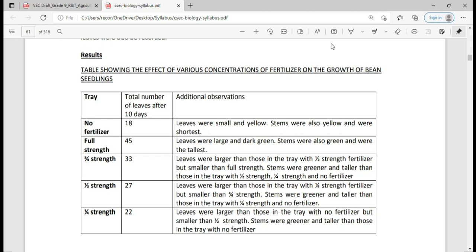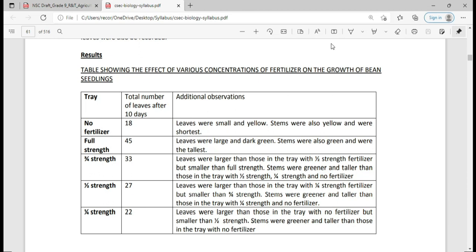The expected result here in the implementation, we don't have expected result. Instead, we have result. So what is it that we observe from the experiment that was carried out? I want you to observe here that your table has a title, header rows, and header column, all well stated. I want to point out as well that the units are not repeated in the cells. So total number after 10 days. All right, so after 10 days, we had 18, 45, 33, 27, 22, so on and so forth.